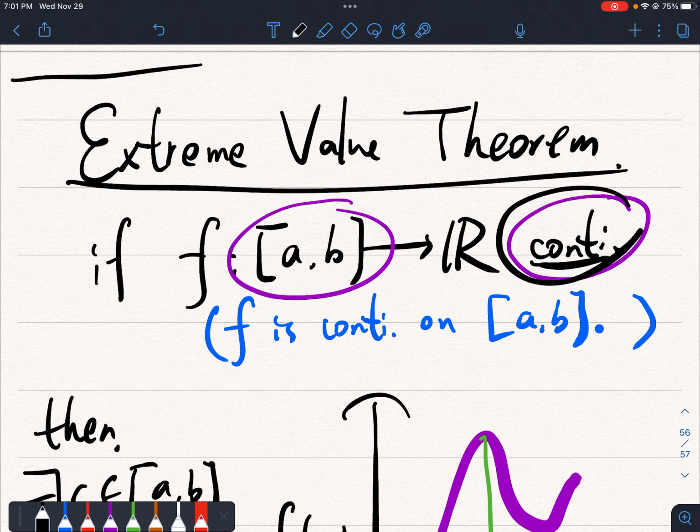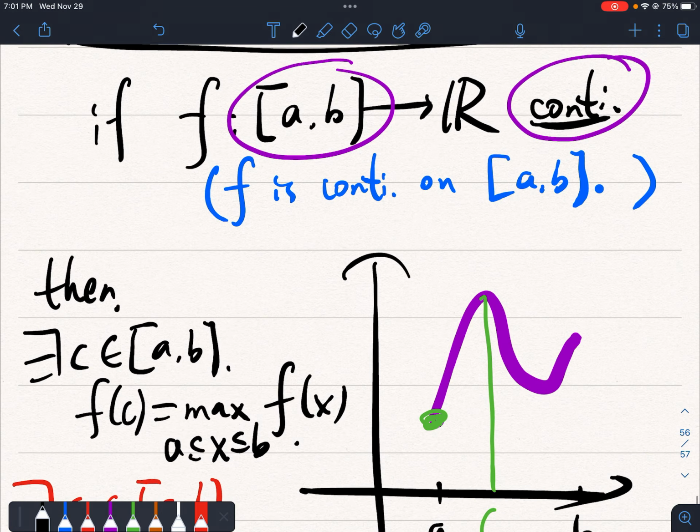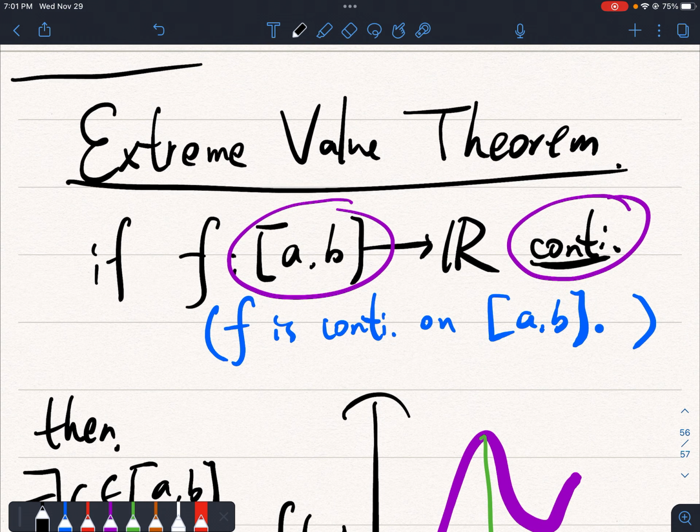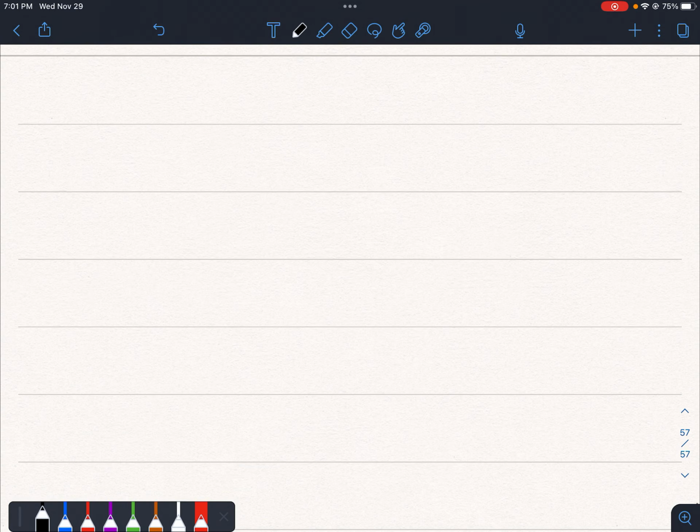So what I mean is that if I remove the condition that this is a closed interval, then I can find some counterexample so that even if the function is continuous, it does not attain a maximum or minimum. And then I will say if it is a function on a closed interval but it's not continuous at least at some point, then it can have no maximum or minimum on the closed interval. These counterexamples illustrate why we need it to be closed and continuous.